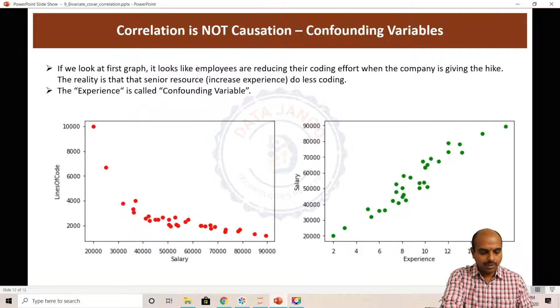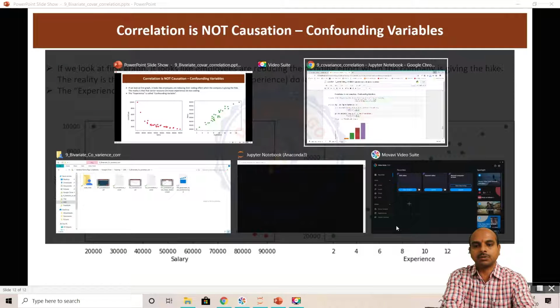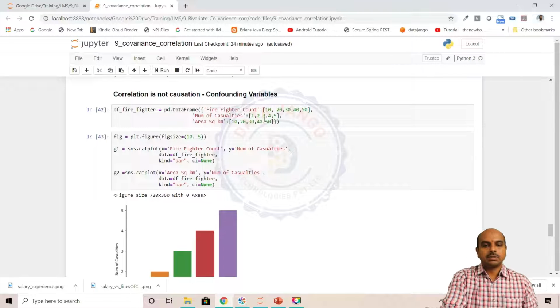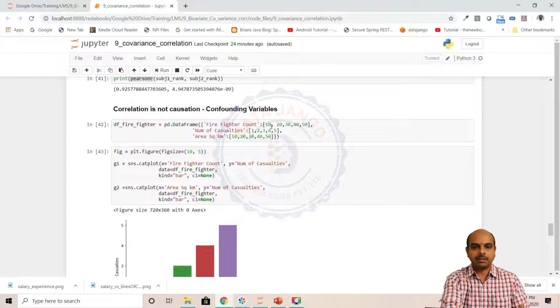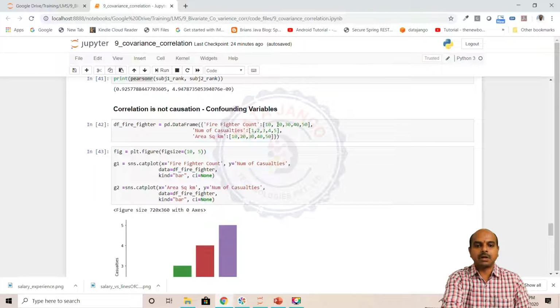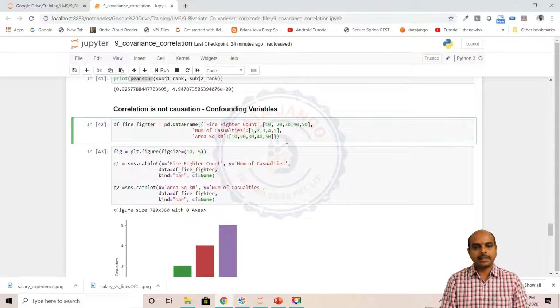So let us look at the coding of how exactly we have done this visualization. Here I have taken this data set of firefighters, the wildfire thing: the firefighters count, number of casualties, and area in square kilometers. I have taken 3 columns there and I created a data set.